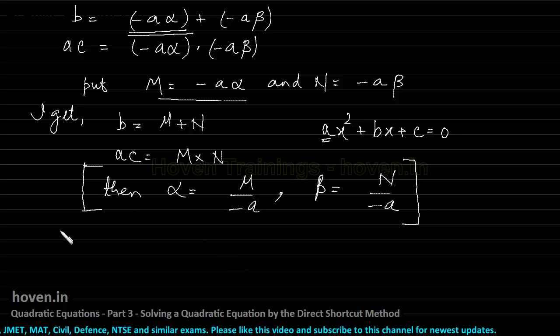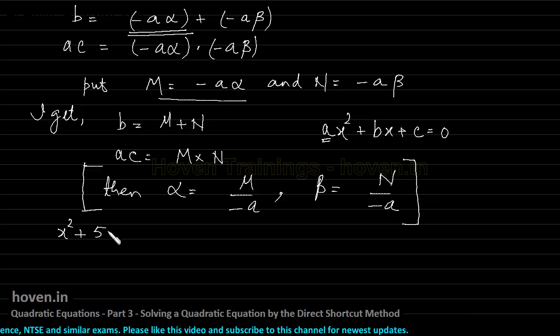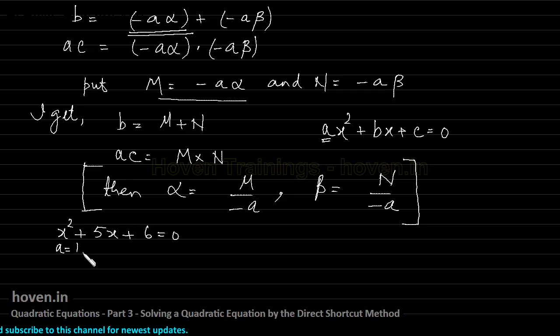Suppose I have to solve this quadratic equation x square plus 5x plus 6 equal to 0. Now how do I proceed? I will first of all write a is equal to 1, b is equal to 5, and c is equal to 6. We'll write this for our reference.